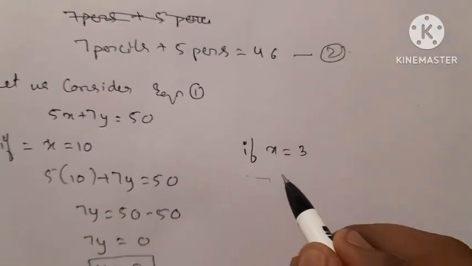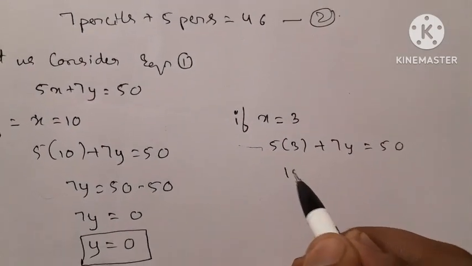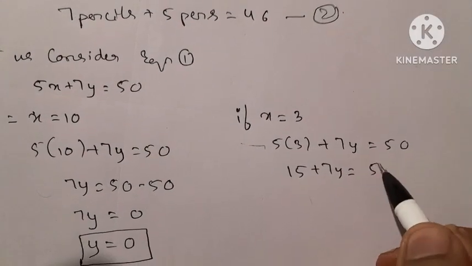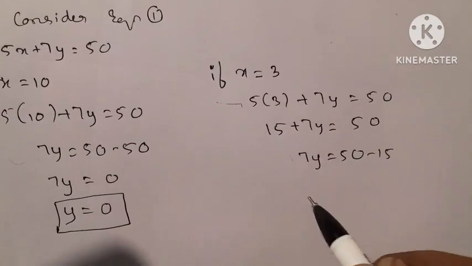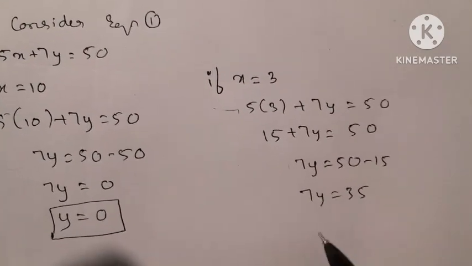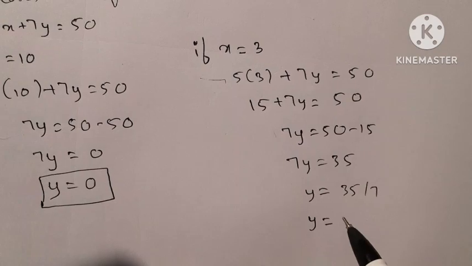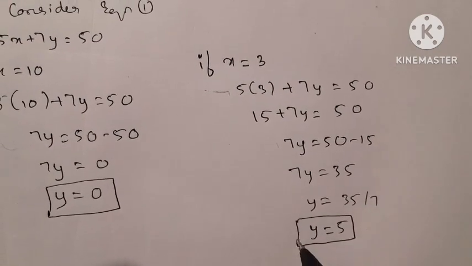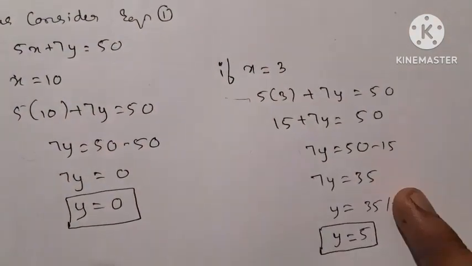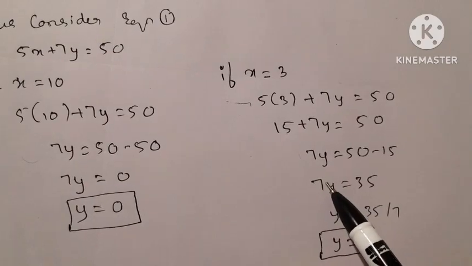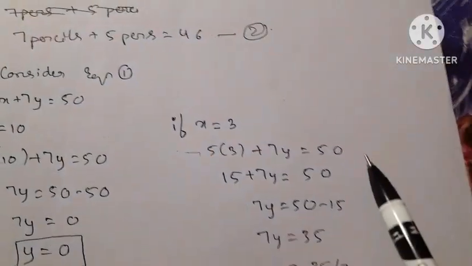So what do we get? 5 into 3 plus 7y equal to 50. 5 3 is 15 plus 7y equal to 50. So 7y equal to 50 minus 15. So 7y equal to 35, y equal to 35 by 7, y equal to 5. Now, similarly, we need to check something which comes in the 7 tables, because we get here variable 7, the number for variable y is 7. So let's see what all values we can take.